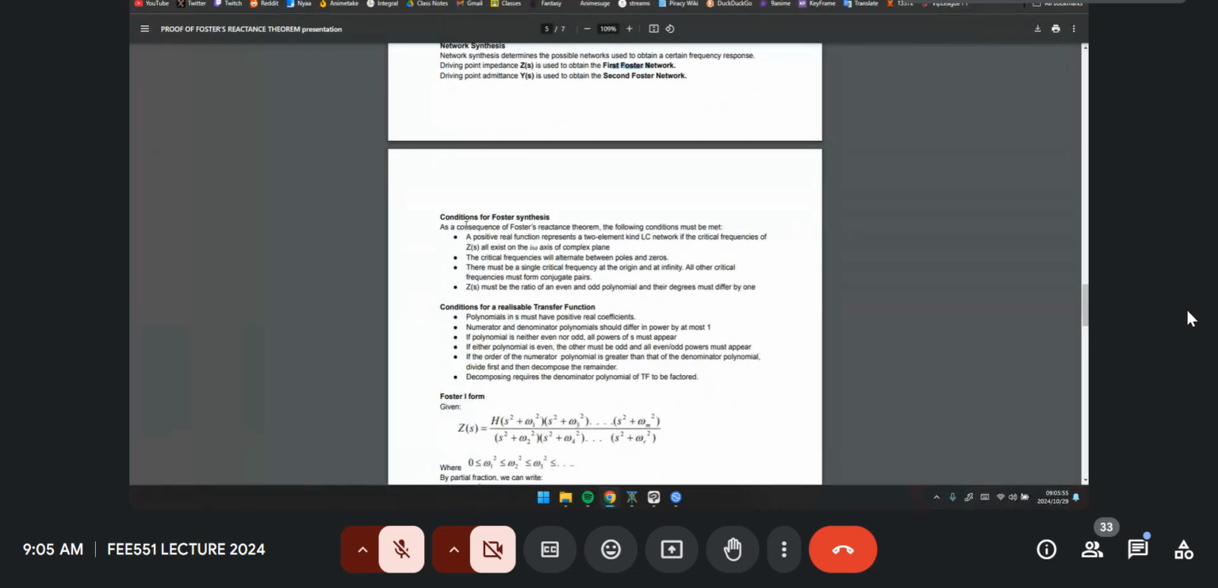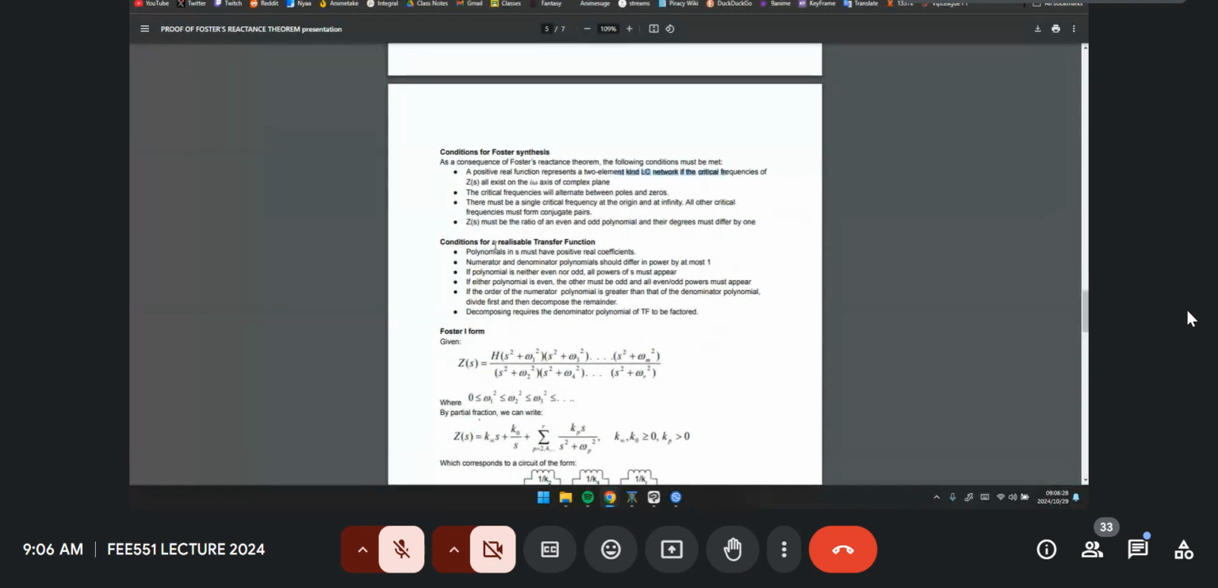The conditions for Foster synthesis are: the positive real function represents a two-element kind of LC network with critical frequencies on the jω axis in the complex plane. The critical frequencies will alternate between poles and zeros. There must be a single critical frequency at the origin and at infinity, and all other critical frequencies must form conjugate pairs. Z(s) must be a ratio of an even and odd polynomial, and the degrees must differ by 1. These are the conditions for a realizable transfer function.